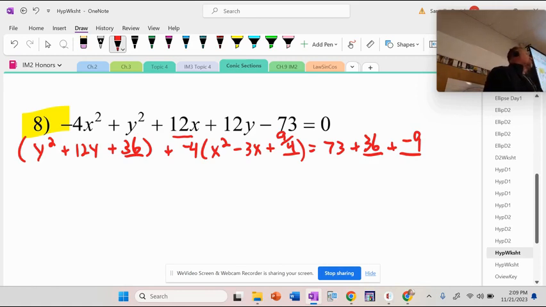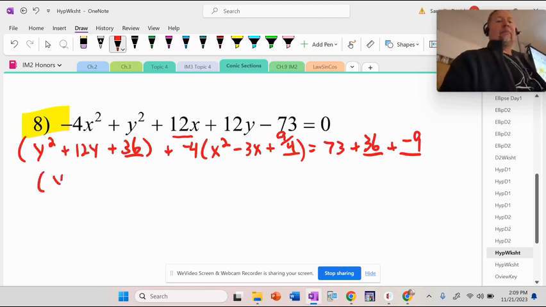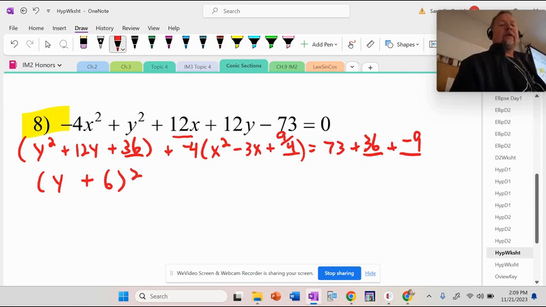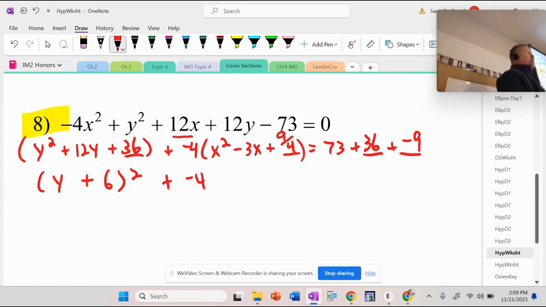What's the first one? Y plus what? 6 squared. And then I'm gonna leave this as plus -4. This is our third step. We're gonna have to do a division. So you can't get away with the ellipses and hyperbolas. You need that third step.